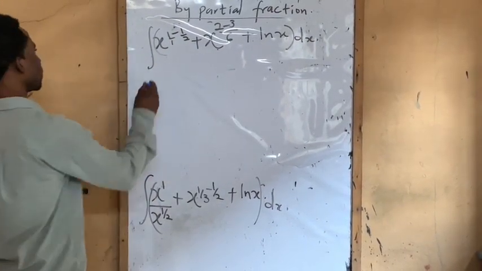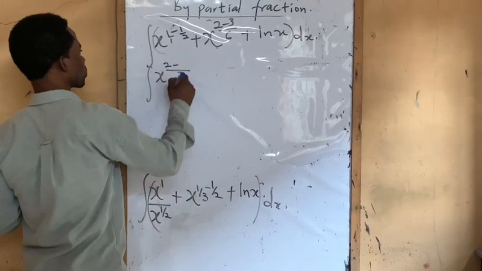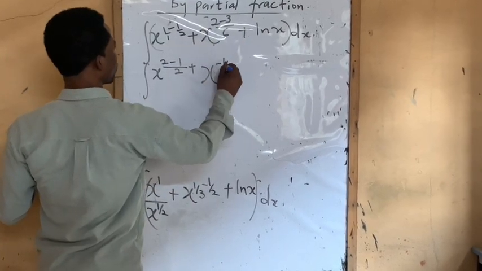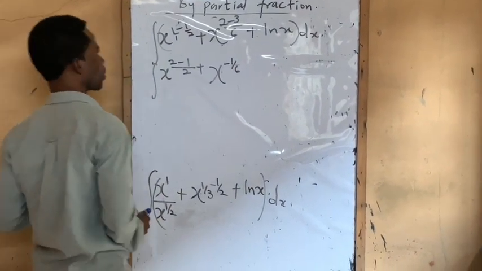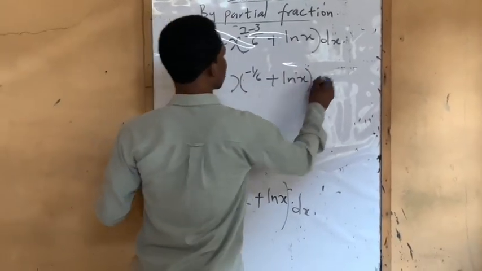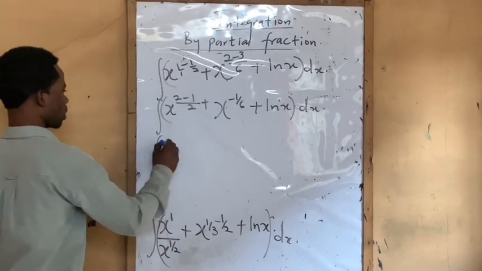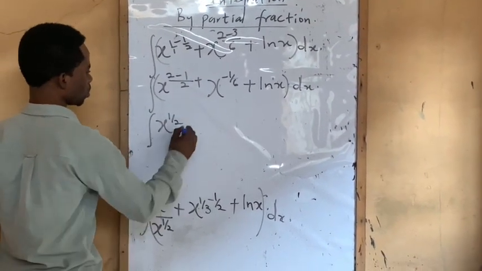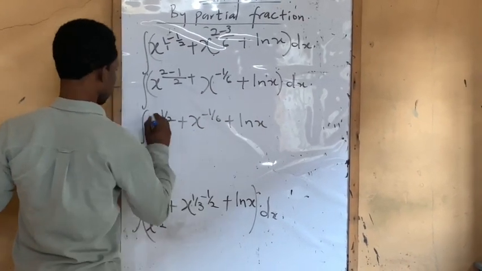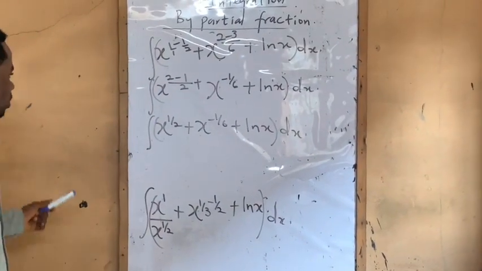So after that, what do we do? That will be x, the LCM is 2. 2 into 1, that is 2, times 1, that is 2, minus 1, plus x, that is minus 1 all over 6. 2 minus that is minus 1 all over 6, plus ln x dx. So that means integral of 1 all over 2, plus minus 1 over 6, plus ln x dx. So I can now integrate it.